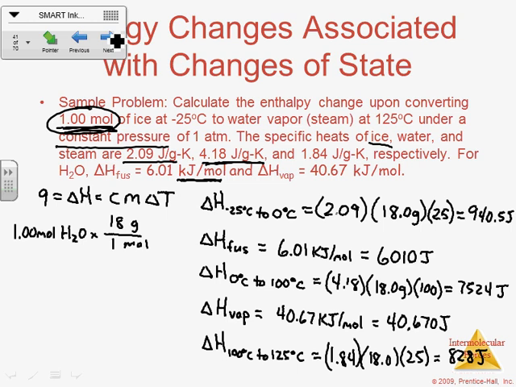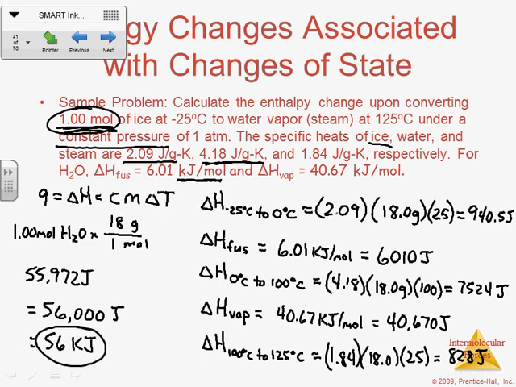It's going to be 55,972 joules. Now let's think about our sig figs here. I think we've got 3 sig figs. No, maybe 2 sig figs. Yeah, just 2 sig figs here because of our temperature. So this is going to be 56,000 joules, which equals 56 kilojoules. Okay, so that's our answer on that one.